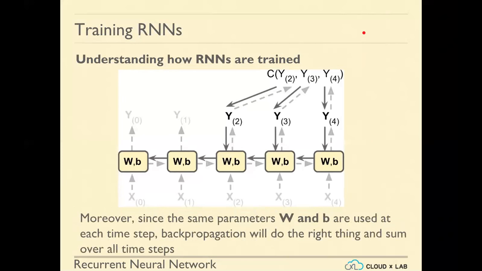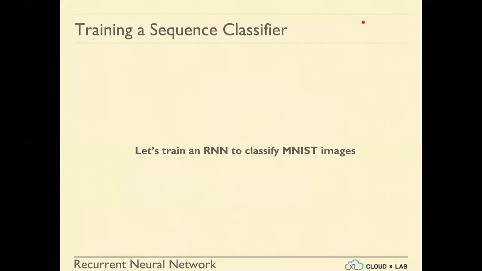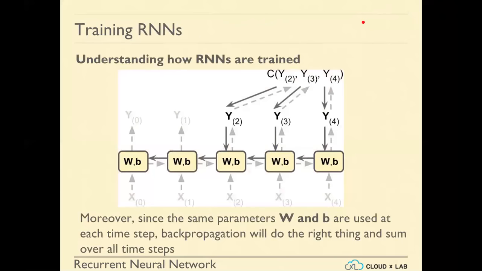Moreover, since the same parameters w and b are used at each time step, backpropagation will do the right thing and sum over all of the steps.